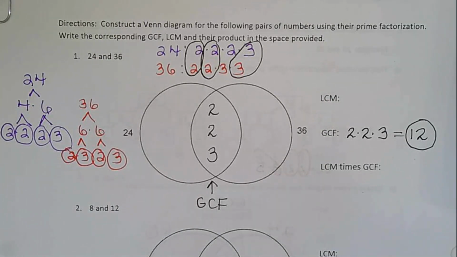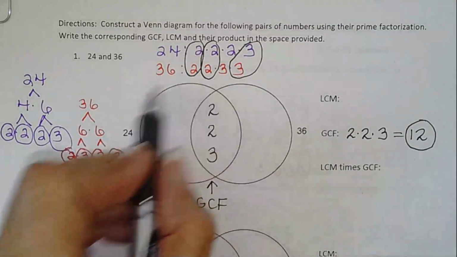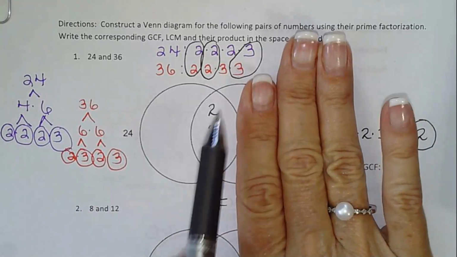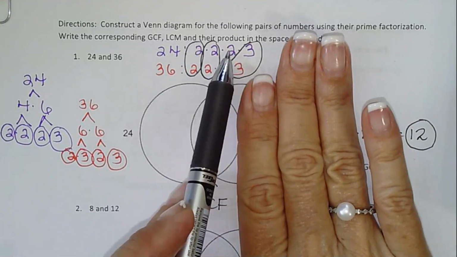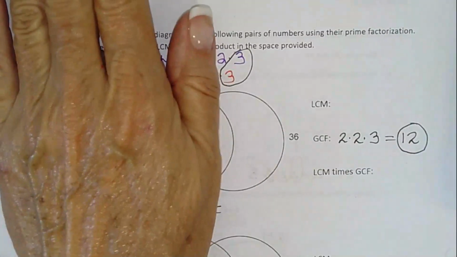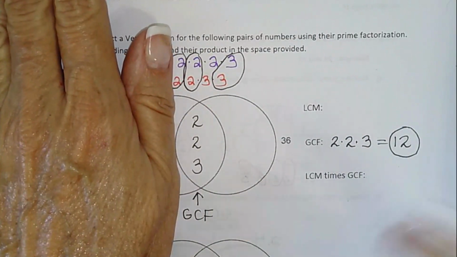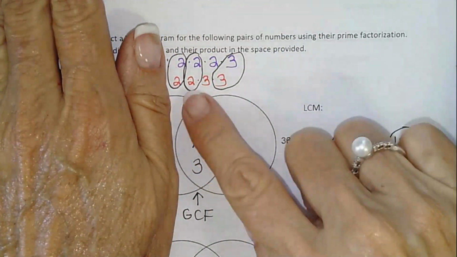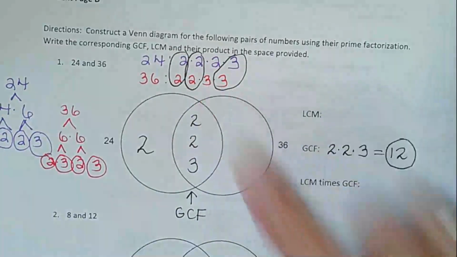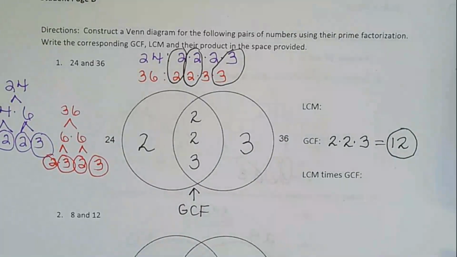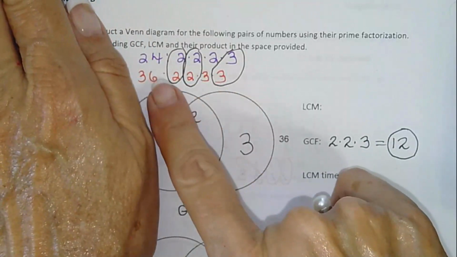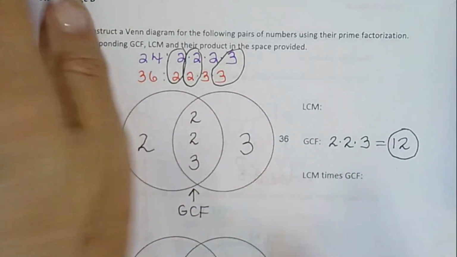Okay, so now we need to fill in the list. So 24 is the circle, so when I cover it up, I need to have all the numbers for 24. So I have a 2, and a 3, so I need to add that uncommon 2 over here. Then I do the same thing on the other side. So I need to have 2 2s and 2 3s. So I'm missing that 3 that's not common, so I put the 3 outside here. And then when I cover it up, all the numbers from 36 should be there. So 36 is 2233, 2233.